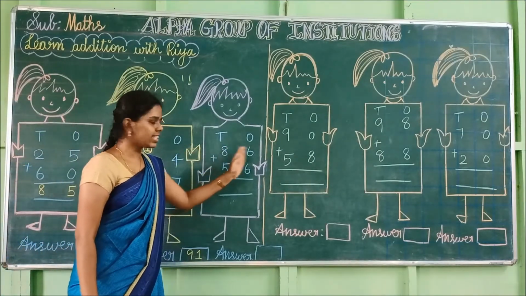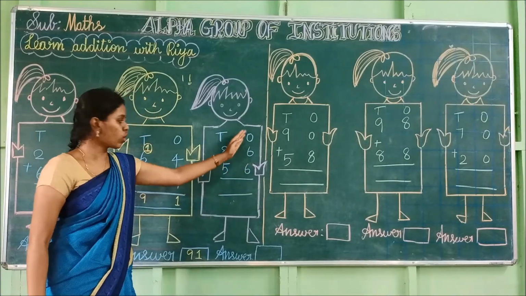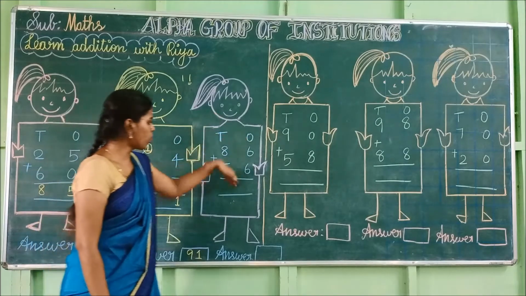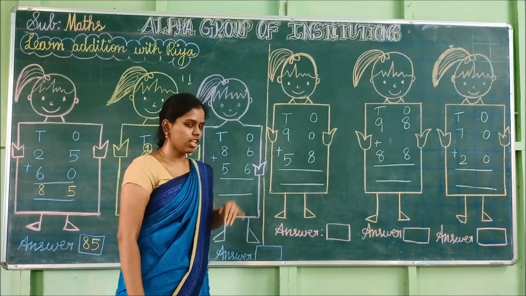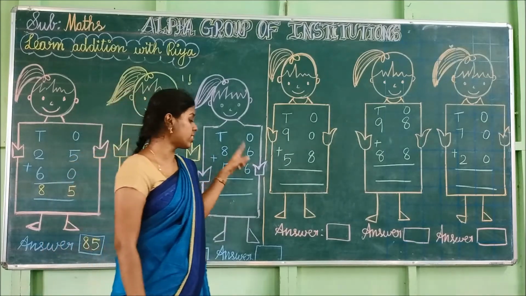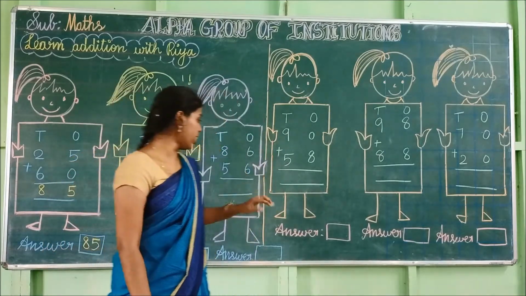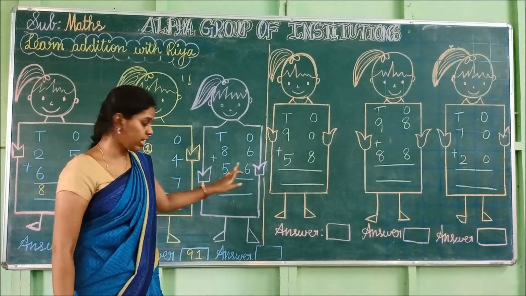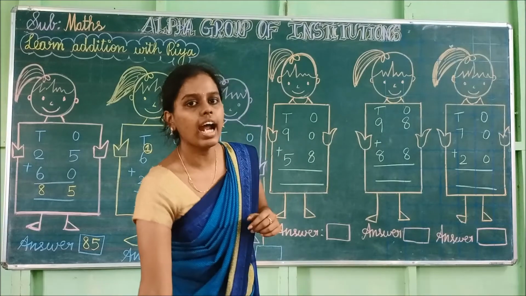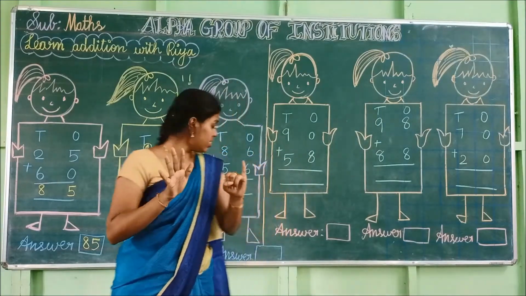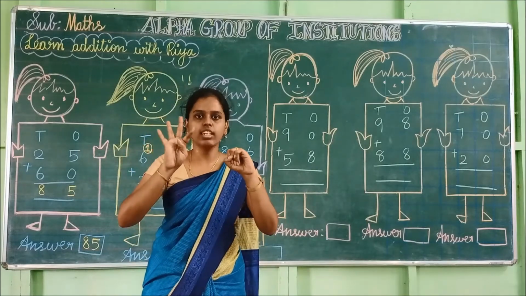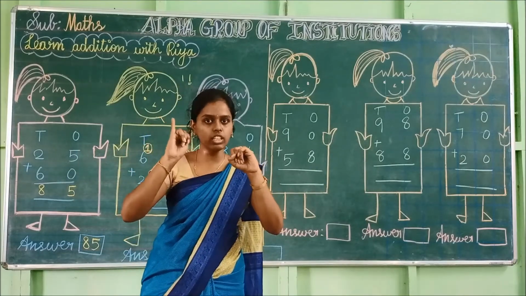We are having 86 and 56. First we are going to add the ones place and then we are going to add the tens place. See the ones place, there are 6 and 6. So we have to keep the first number in our mind, 6 in our mind and take 6 in our fingers. After 6, you have to start counting. 7, 8, 9, 10, 11, 12.